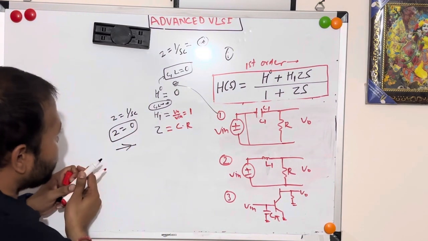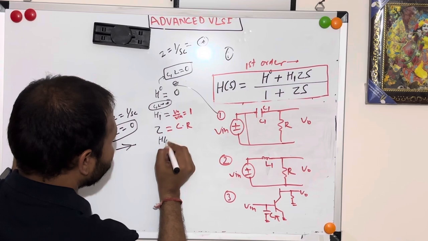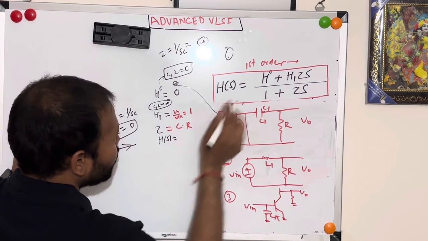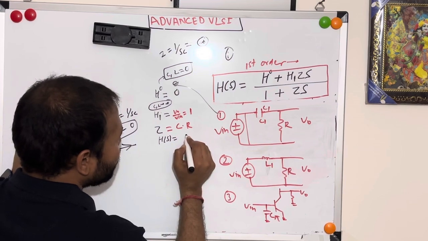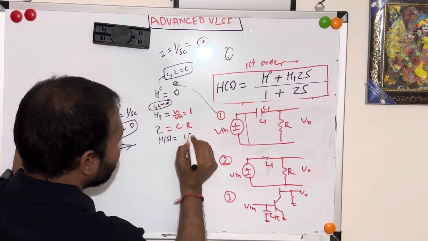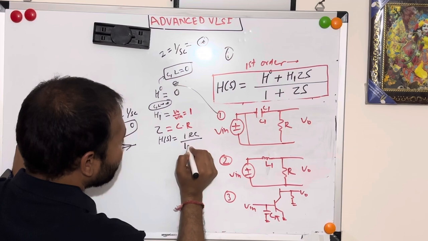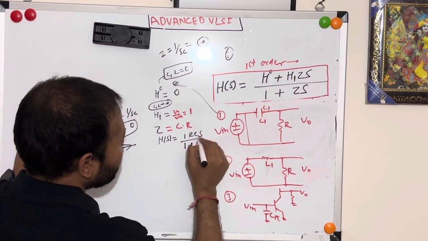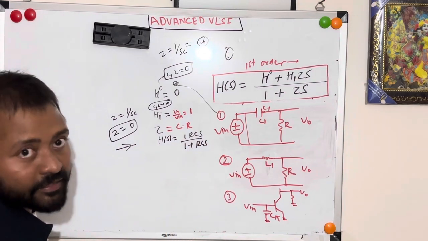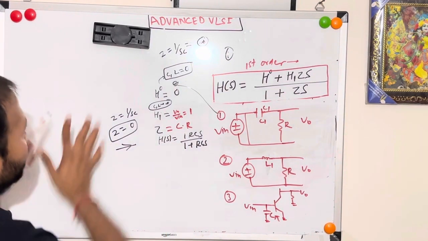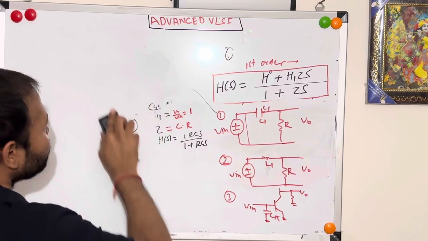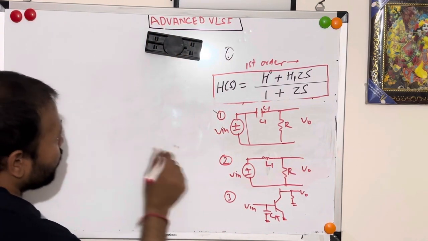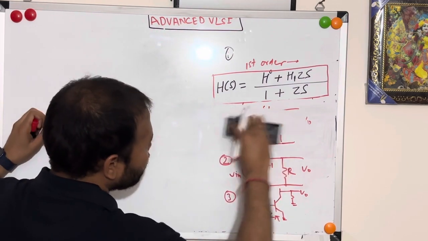So what is the transfer function? H of S is equal to H of 0 means 0, 0 into H of 1, RC divided by 1 plus RC into S. Okay, this is the high pass filter. Similarly, you can find it here. So this is now done.